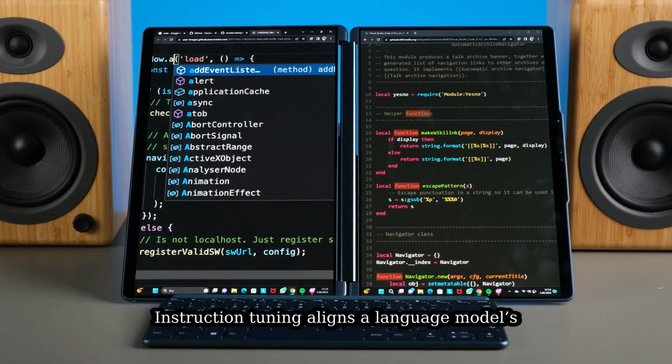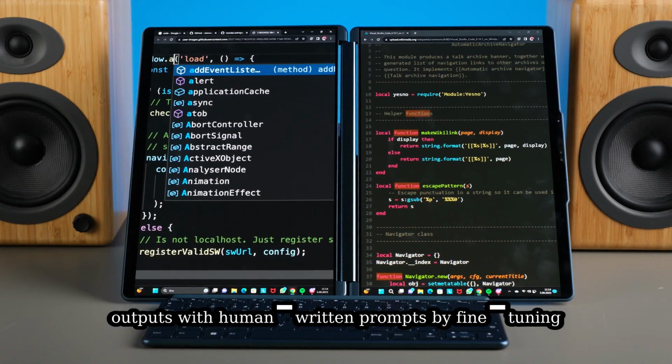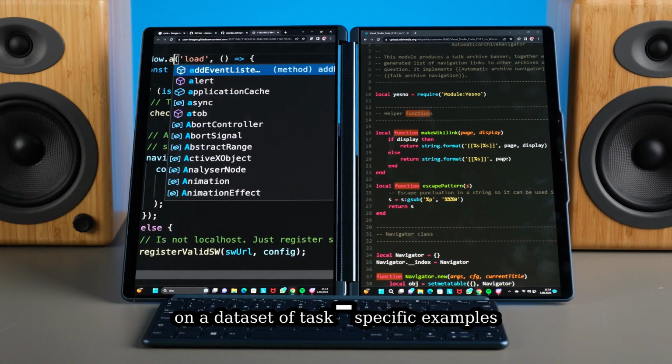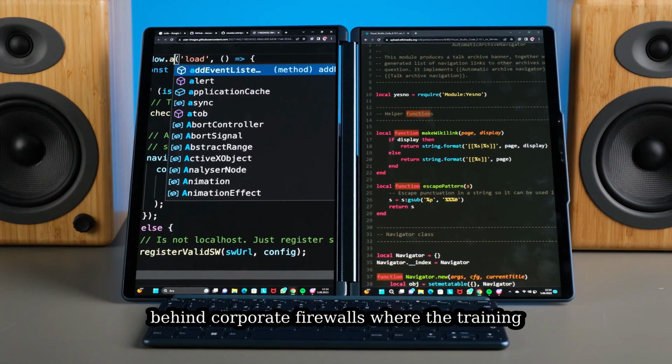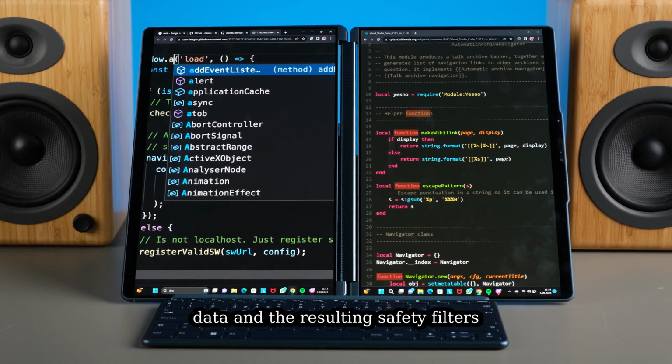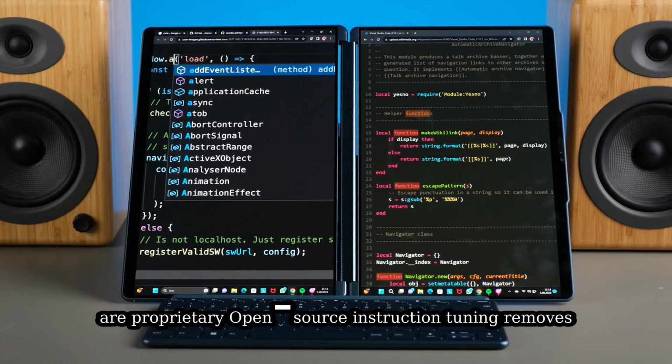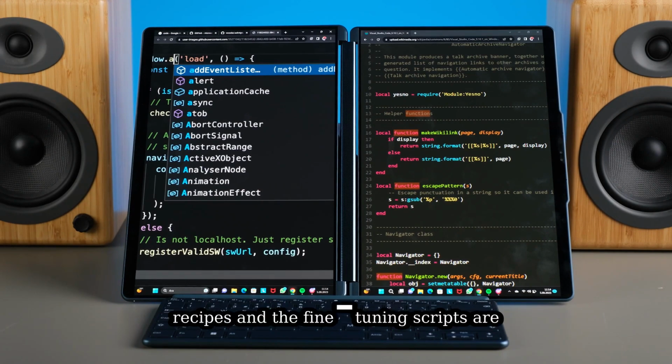Instruction tuning aligns a language model's outputs with human-written prompts by fine-tuning on a dataset of task-specific examples. Traditionally, this process has been performed behind corporate firewalls, where the training data and the resulting safety filters are proprietary. Open-source instruction tuning removes that opacity. The code, the data recipes, and the fine-tuning scripts are publicly available on platforms like GitHub.